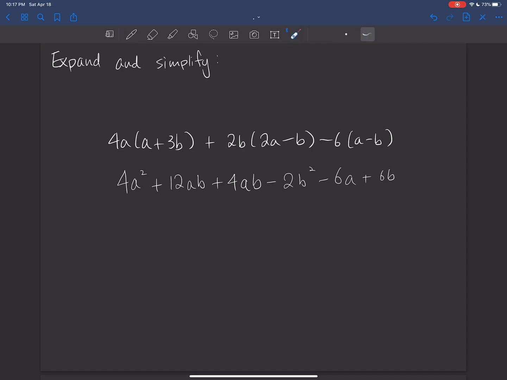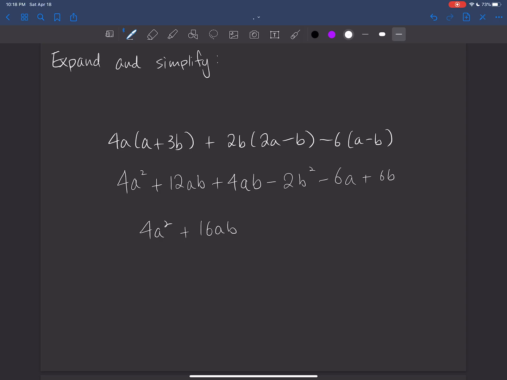First, I have a squared, and that's the only term with a squared. So leave that as 4a squared. And we have the ab terms. I have 12ab and 4ab. So 12 plus 4, that's 16ab.